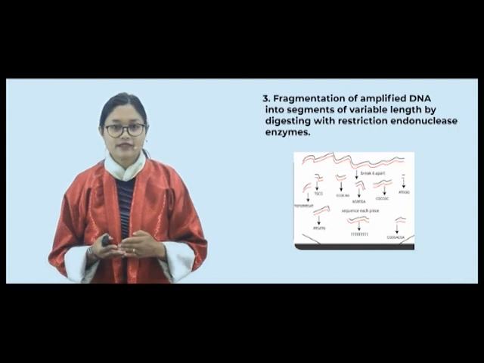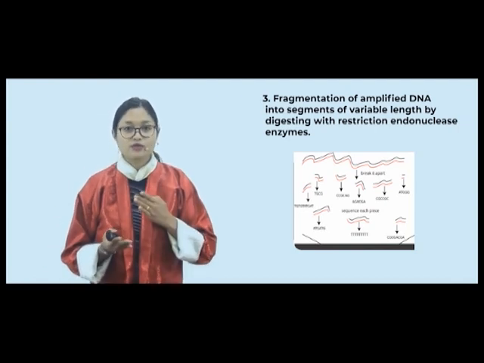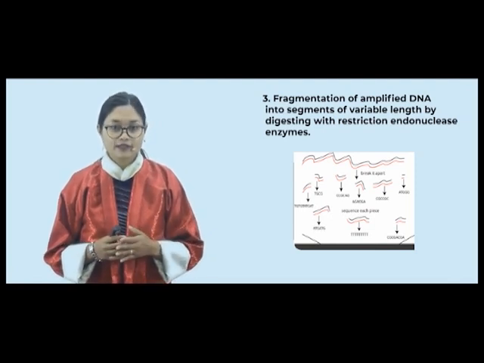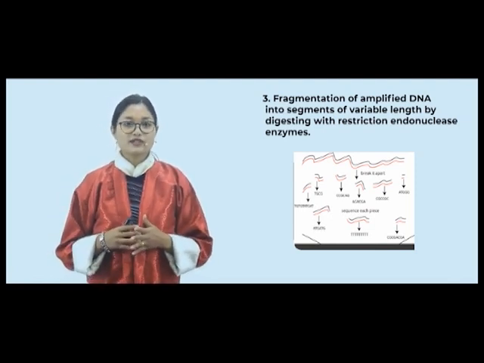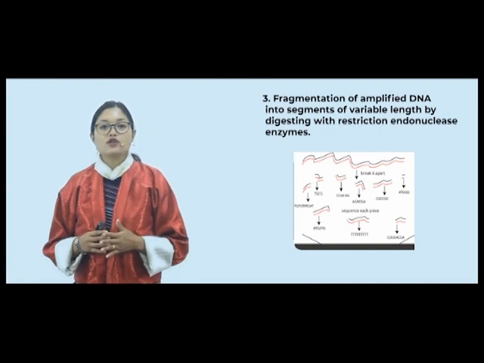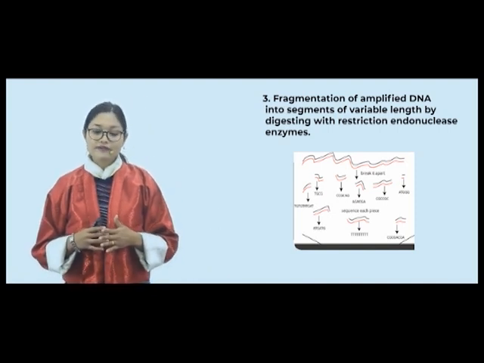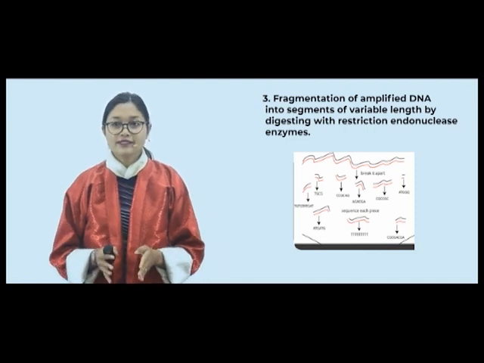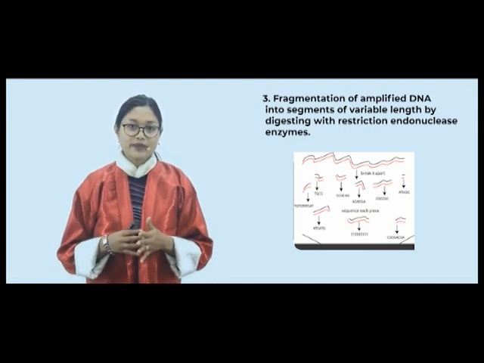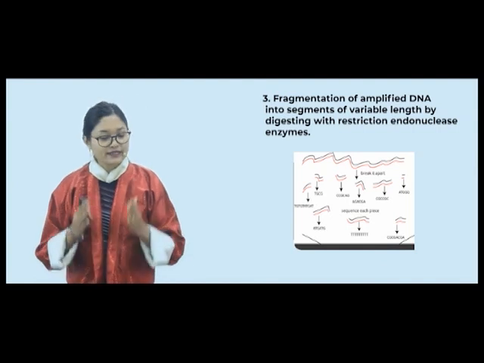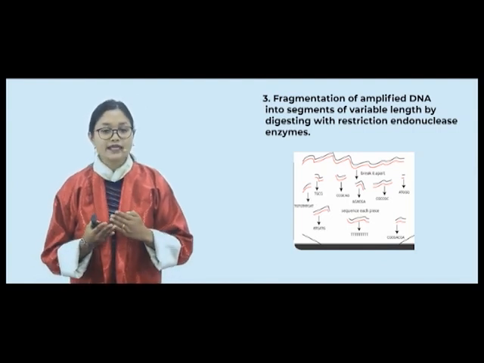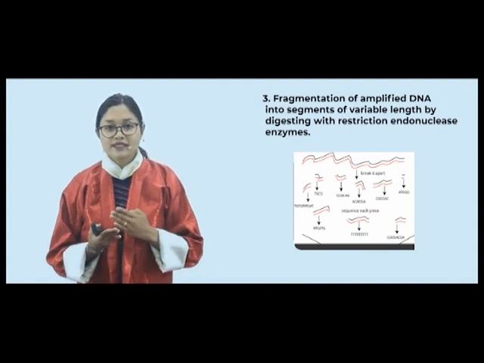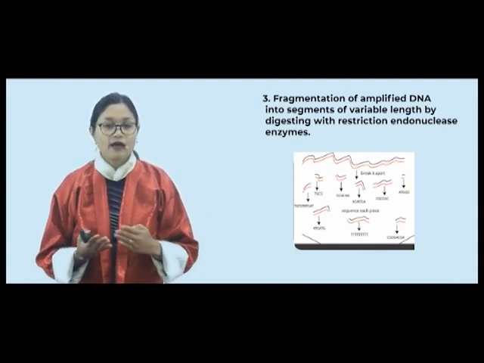Now in the third step, after making your DNA larger by amplifying it, the DNA is fragmented. It is digested into variable lengths using a biological scissor. When I'm talking about biological scissors, we usually talk about enzymes. The name of the enzyme used in this particular process is the restriction endonuclease enzyme, and it will cut the DNA into pieces. These pieces are of variable lengths. They are not the same.